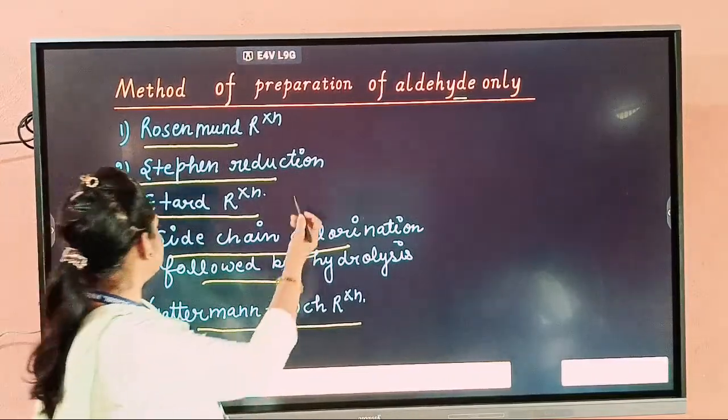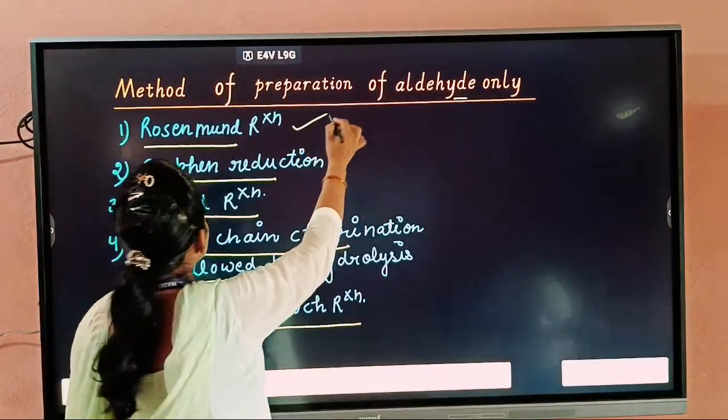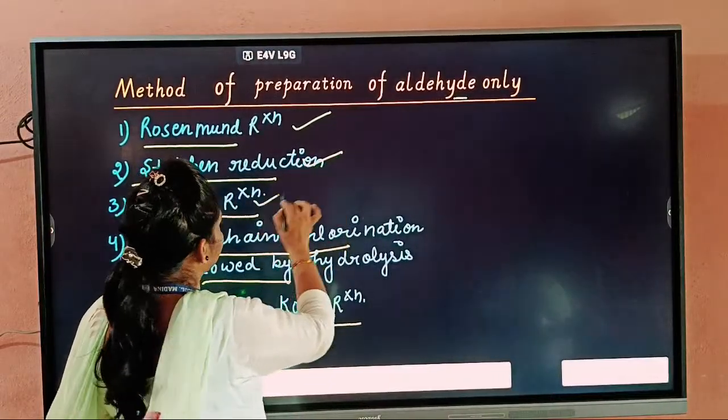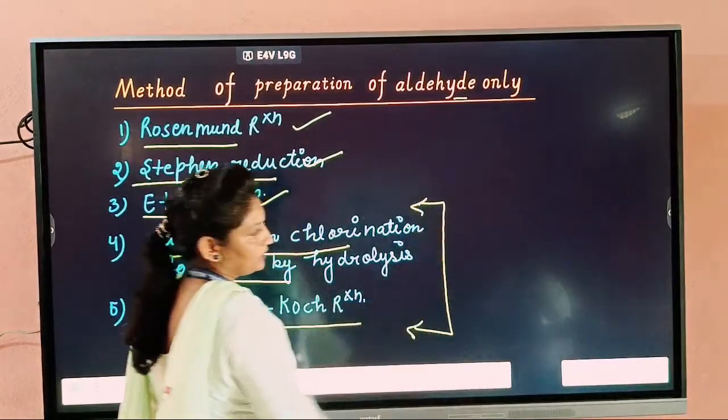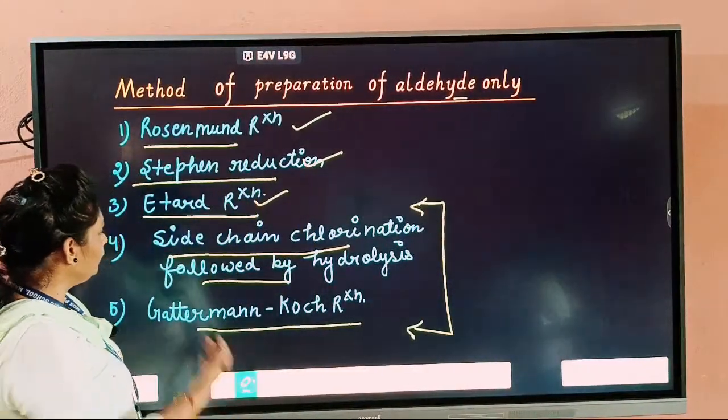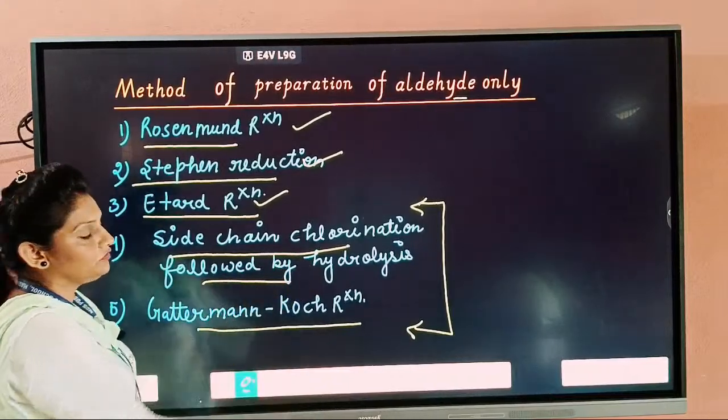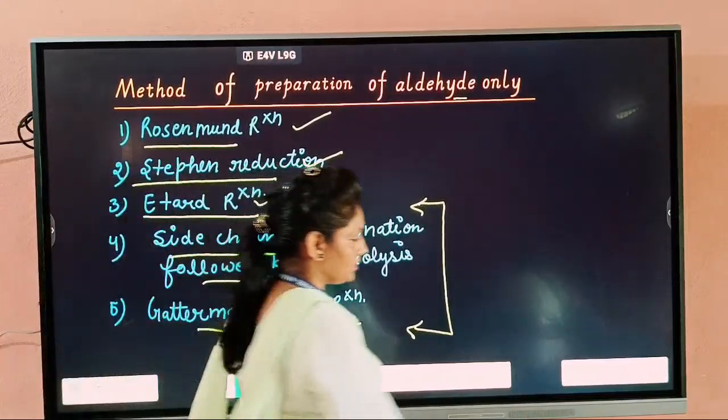We have already discussed these three reactions, Rosenmund, Stephen and Etard. So today we will discuss these two reactions. First of all, we will discuss side chain chlorination followed by hydrolysis.